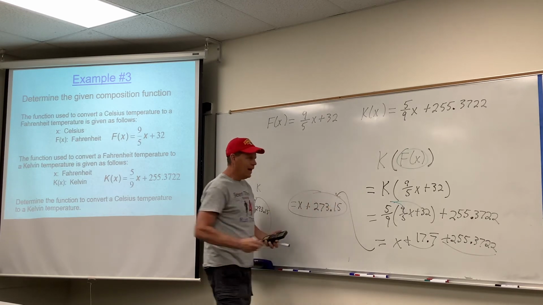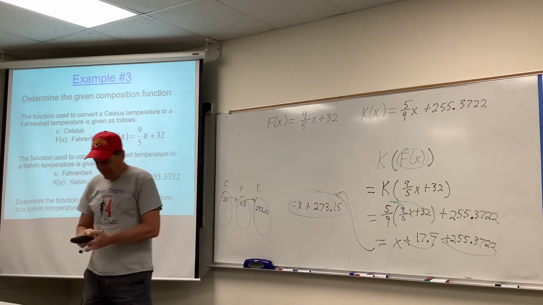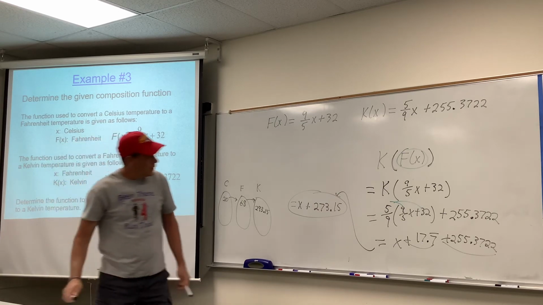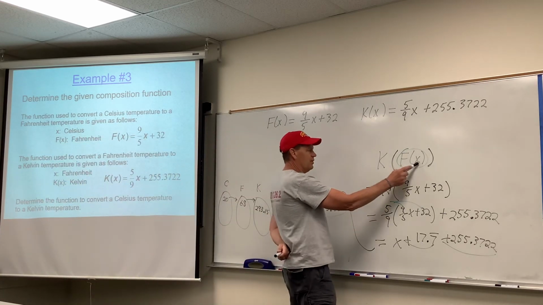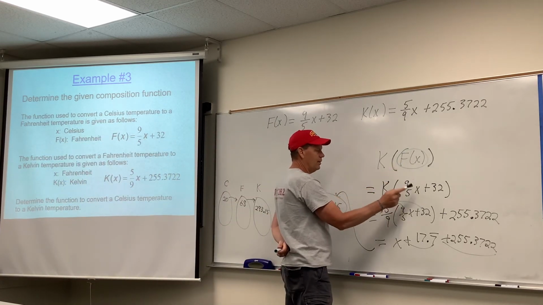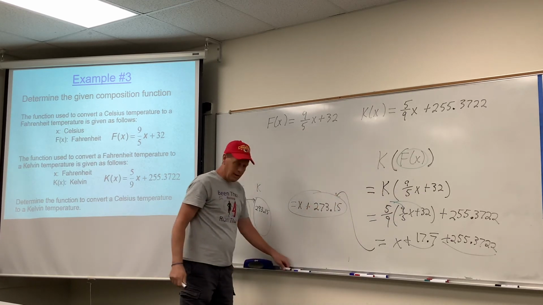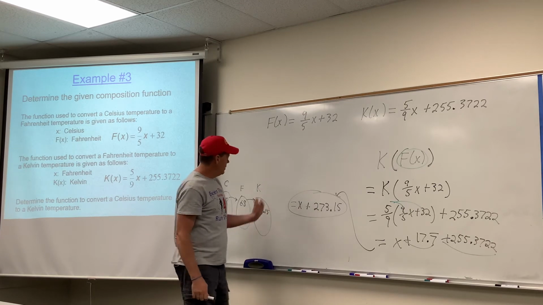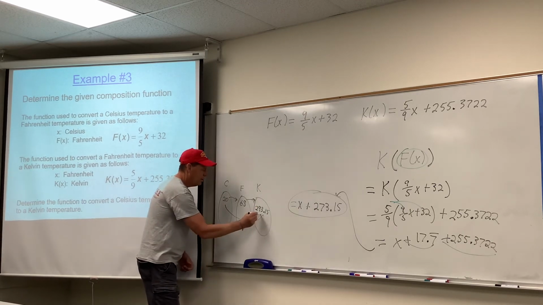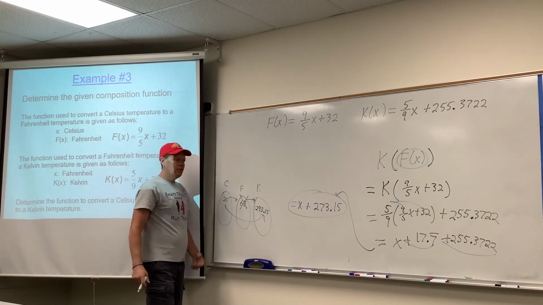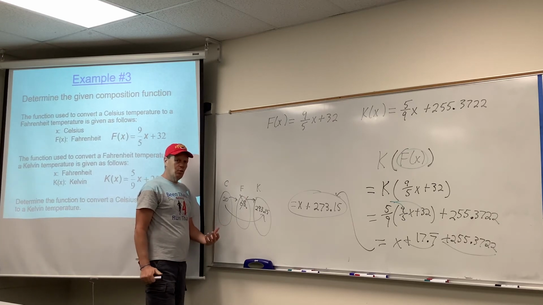All right, now, here's the chain of things here. This took a Celsius, changed it to a Fahrenheit, and then took that and changed it to a Kelvin. So the point is this new formula here should hopefully change a Celsius directly to a Kelvin without having to do Fahrenheit. So let's check the numbers and see if this worked.